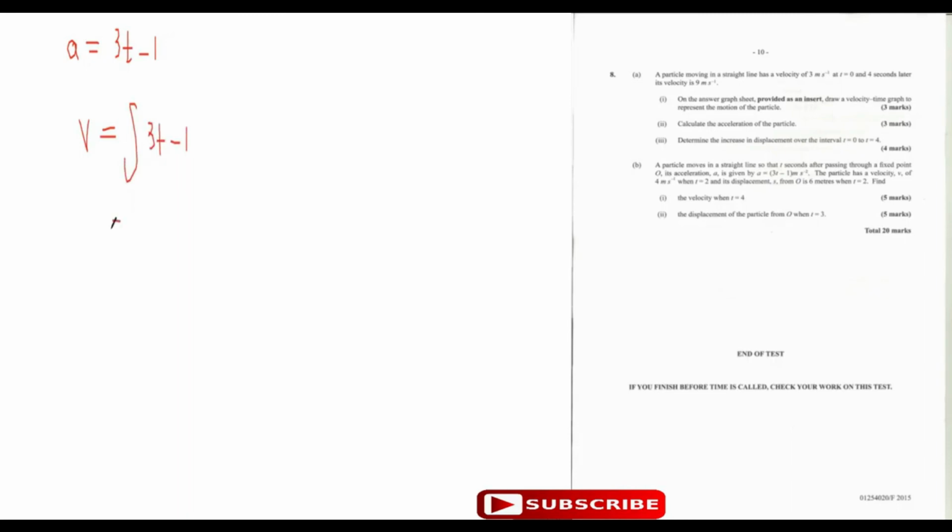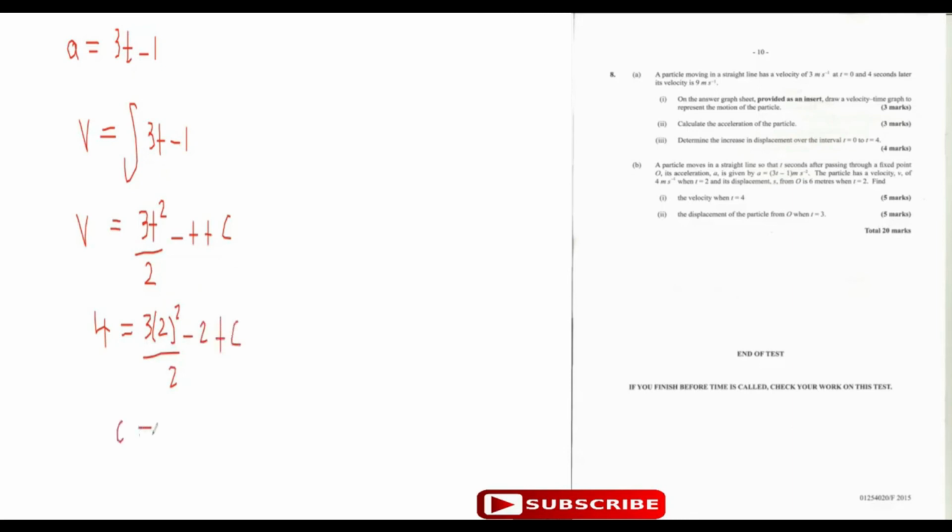So when you integrate 3t minus 1, what you're getting is 3t squared over 2 minus t plus some constant of integration. We can call that constant c. So that's the velocity. But it told us that the velocity is equal to 4 when t is 2. So when the velocity is 4, we're getting that it is 3 times 2 squared over 2 minus t, which is 2, plus c. This will allow us to find what is the constant c.